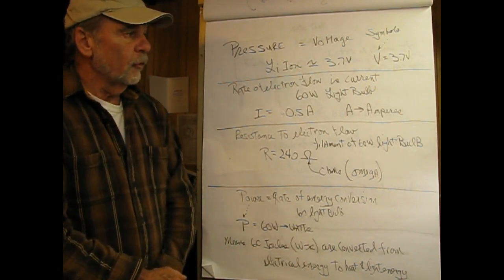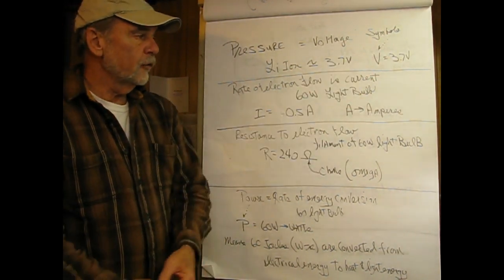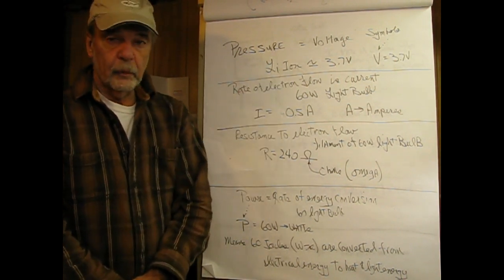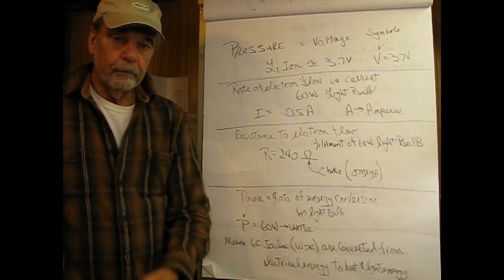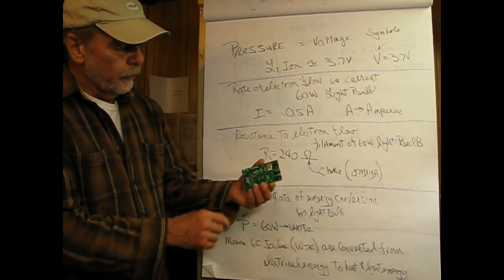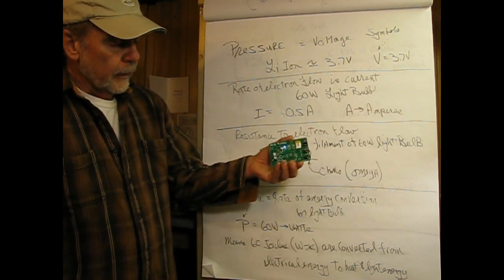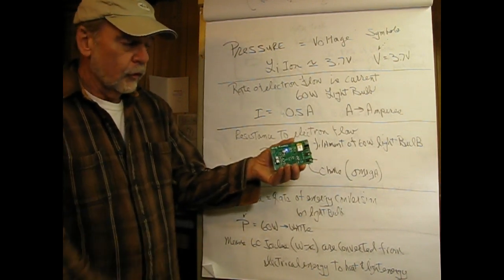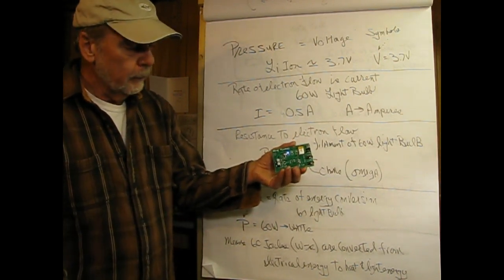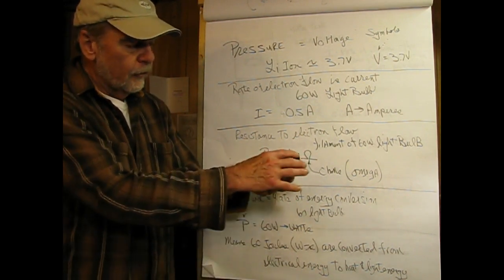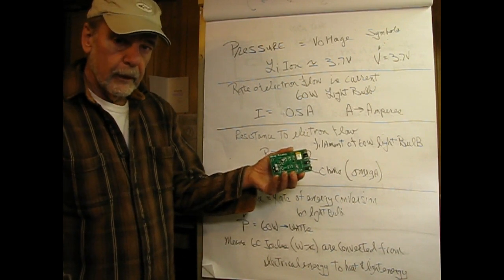And the symbol for voltage is V, and I might say that the voltage of a lithium-ion cell is approximately 3.7 volts. So here's a device with a lithium-ion cell, and if there are more than one cell, it's called a battery. And I'm going to refer to one or more cells as batteries from now on.